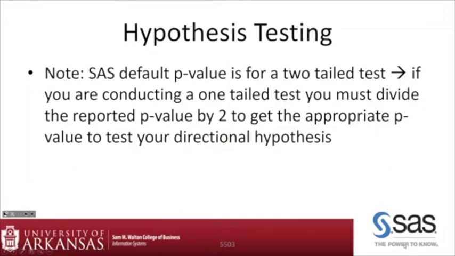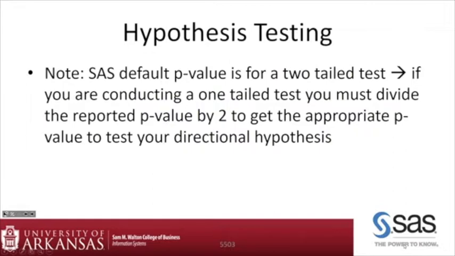Oh yes, one thing that's really important when you get to hypothesis testing, when you're working with SAS. SAS's default p-value is for a two-tailed test. So if your hypothesis is a one-tailed test, then you have to take the p-value that SAS provides and cut it in half. Let's do an example of this.